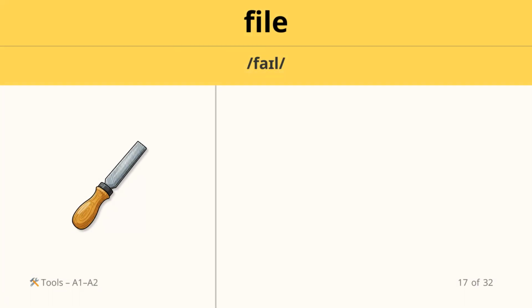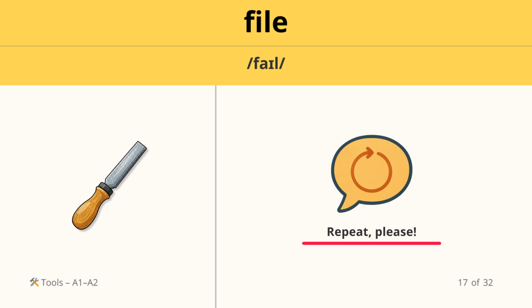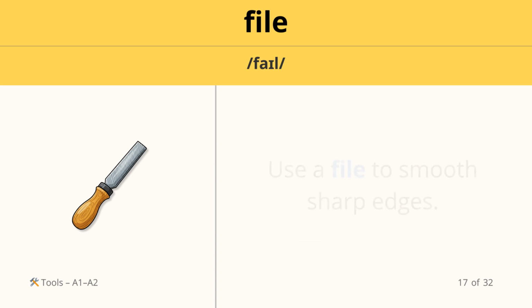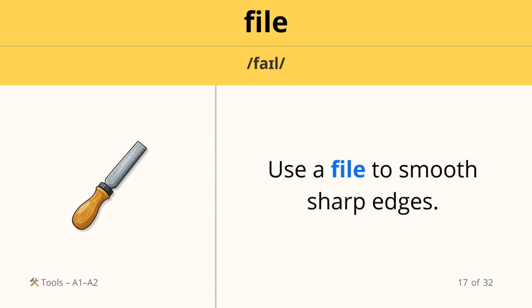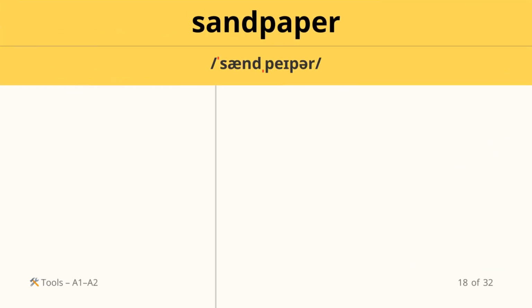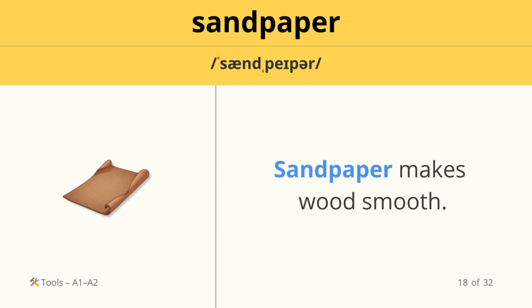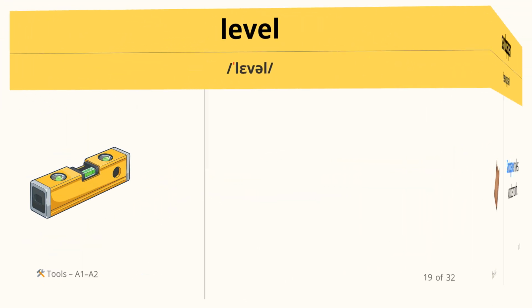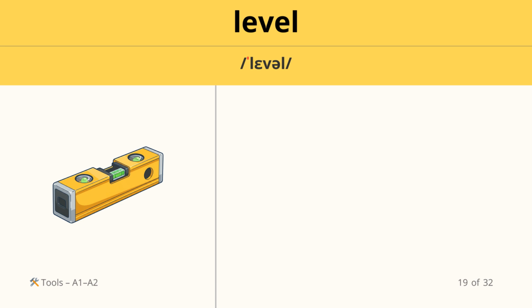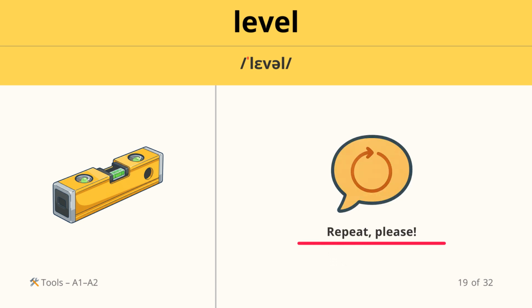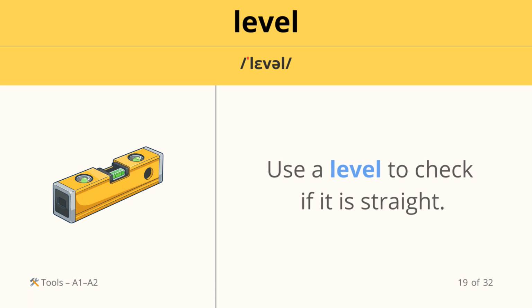File. Use a file to smooth sharp edges. File. Sandpaper. Sandpaper makes wood smooth. Level. Use a level to check if it's straight. Level.